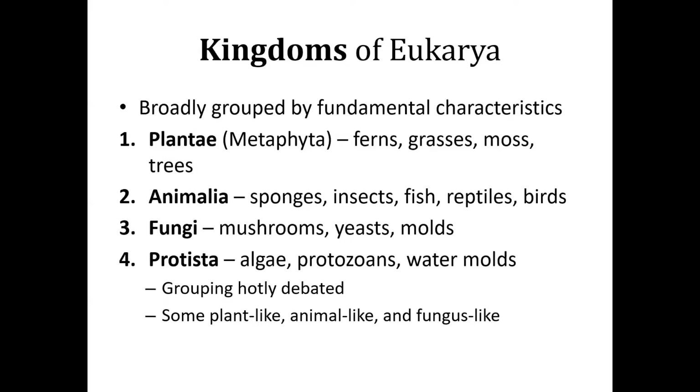Things like sponges, insects, us, birds, animals are in kingdom Animalia. We have kingdom Fungi and kingdom Protista, like those small little protists we looked at in class, the stentor and euglena and amoeba.